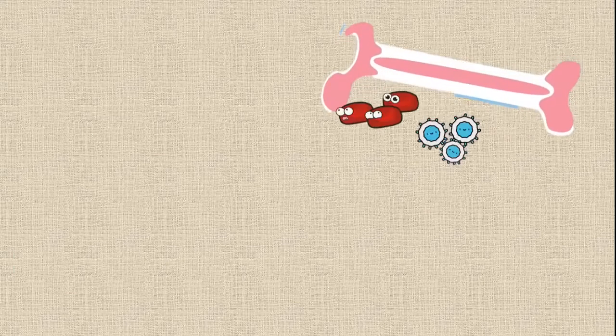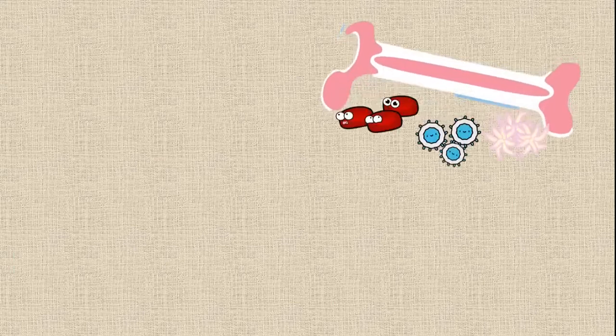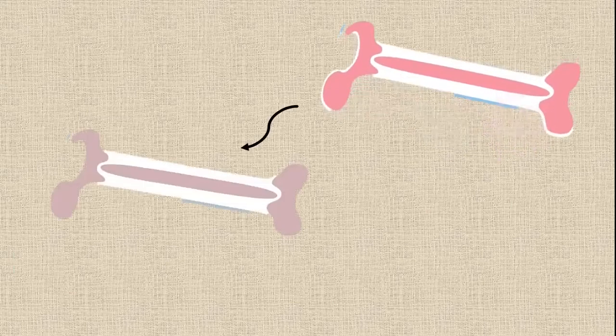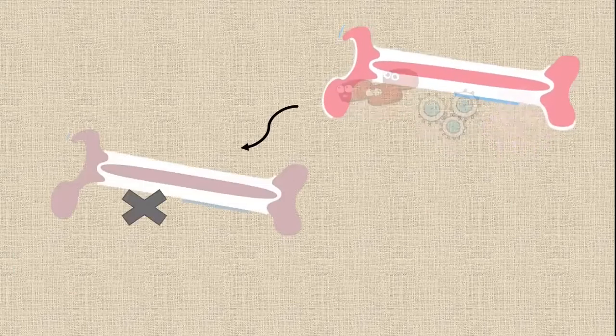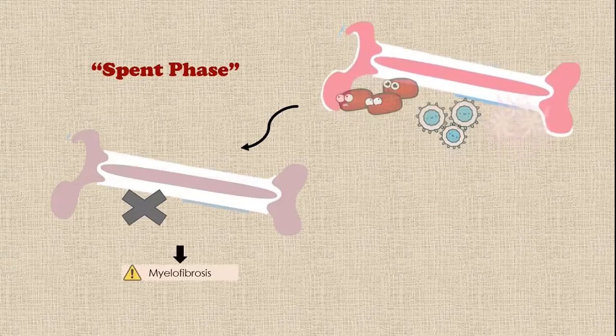The hypercellular bone marrow, where it produces more than the normal amount of blood cells, can only extend for 10 years or more. Over time, the bone marrow may become fibrotic so that it can no longer produce blood cells. This process is referred to as the spent phase, which may then evolve to myelofibrosis.